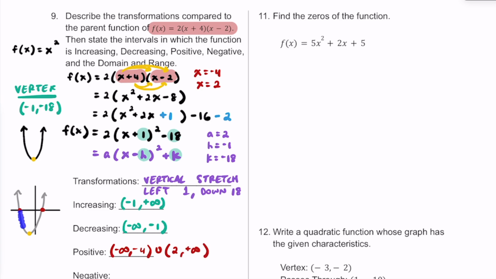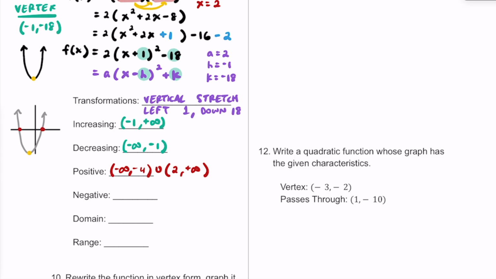So when is it negative? Well, it's going to be negative in between the x values of -4 and +2. So I'm going to go ahead and say that the negative interval of this parabola is going to be from -4 to +2. And keep in mind that at -4 and at +2, the function is neither positive nor negative because it's at 0. Those are the x-intercepts.